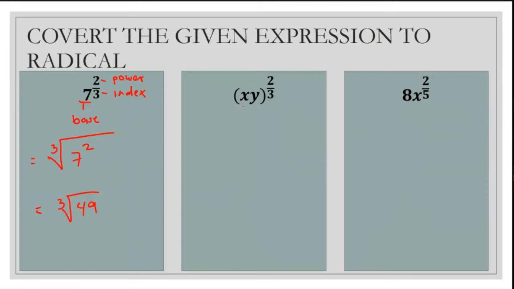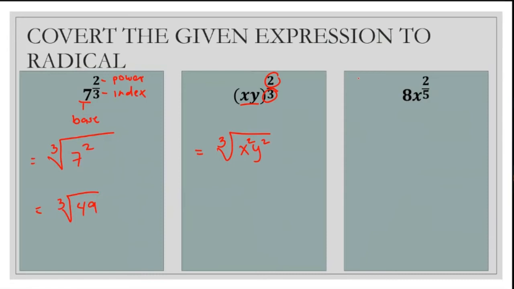Now let's try xy raised to 2/3. In this case, it is in parentheses, therefore both x and y will be raised to 2/3. Again, 2 will be the power of the two variables and 3 will be the index. So it will now become the cube root of x squared y squared.